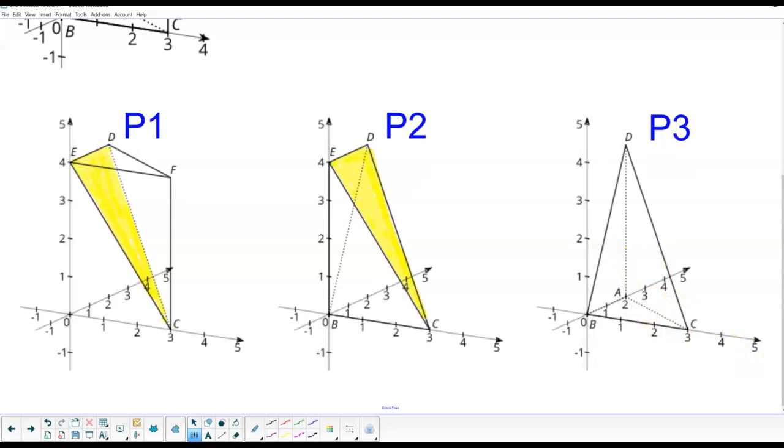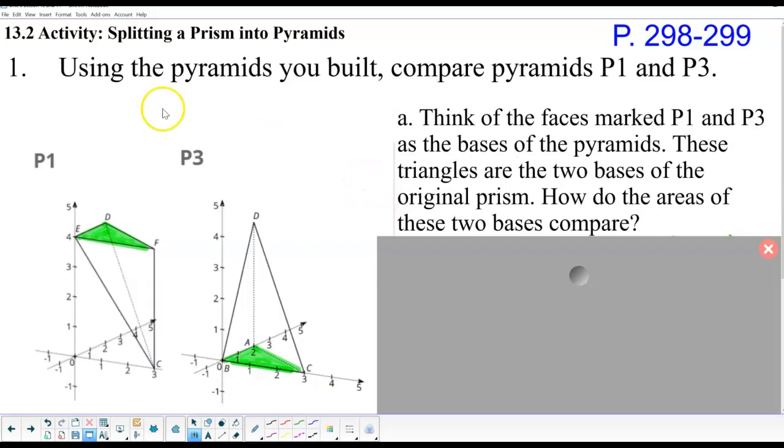Now, you might already have something in mind. So let's start off on page 298. If you would turn to page 298, what I would like you to do is, using P1 and P3, you can position the shapes kind of like I have here. That way you can see where they came from based off of the original prism. But answer number 1, parts A, B, and C, and we'll go over those together here shortly.